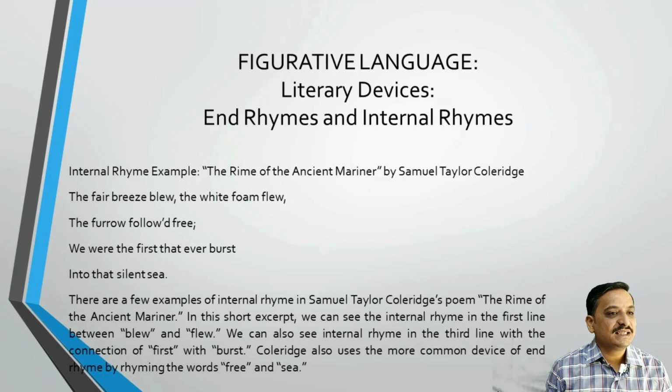In these lines, we have a few examples of internal rhyme. In the short excerpt, we can see the internal rhyme in the first line, blew and flew. We can also see internal rhyme in the third line, in the connection of the first and burst. Coleridge also uses the more common device of end rhyme by rhyming the words free and sea.